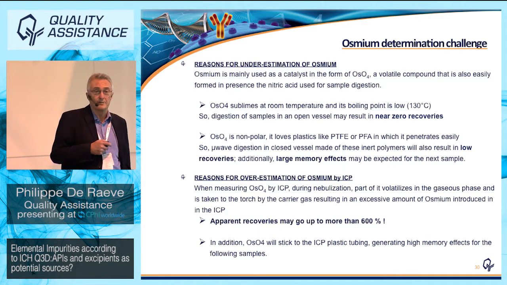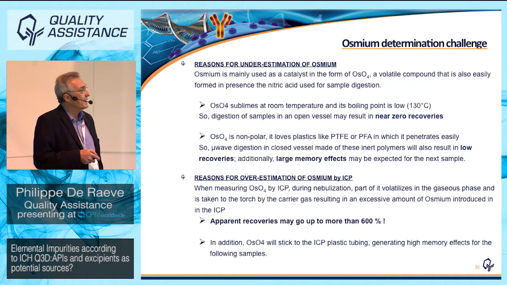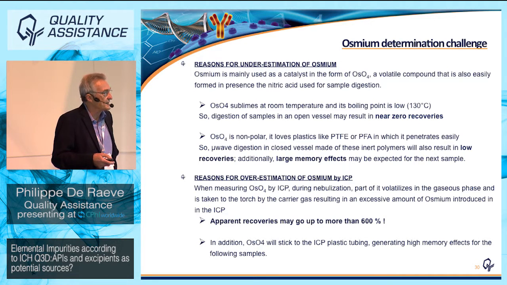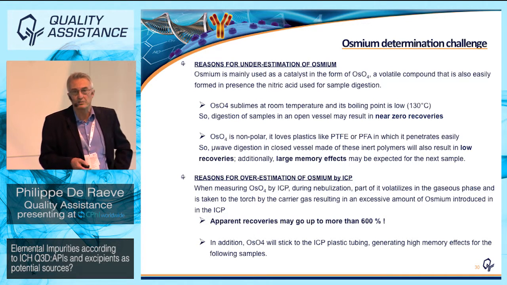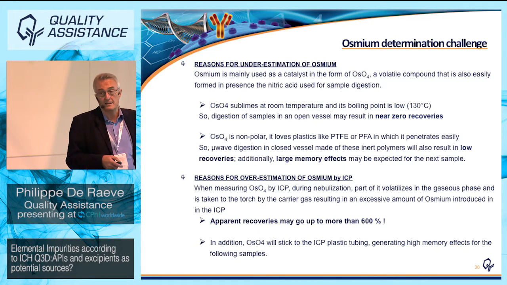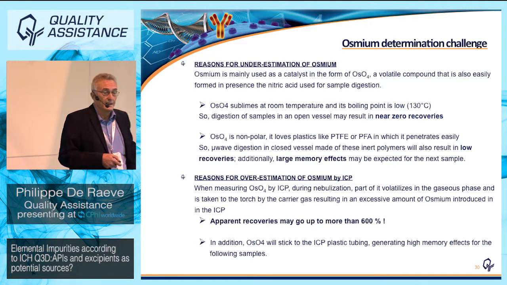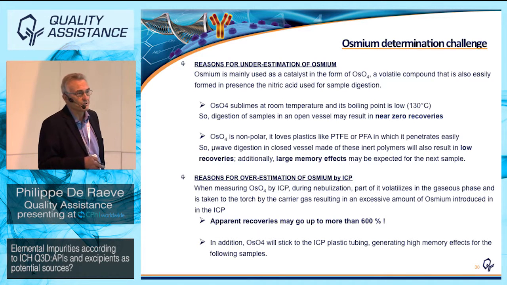You have also reasons for overestimation of the osmium by ICP. When measuring the OsO4, during nebulization, it volatilizes and goes into the gaseous phase and is taken to the torch by the carrier gas, resulting in an excessive amount of osmium going into the ICP. And you may have apparent recoveries that go up to 600%. And to complete the picture, OsO4 will also stick to the plastic tubing, generating high memory effect for the following samples. So it's really a challenge to measure osmium.